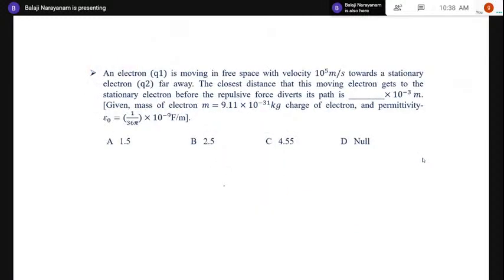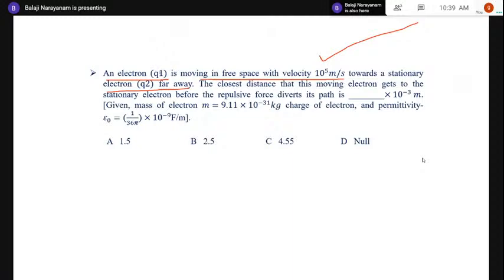And now let us move to the second question. An electron Q1 is moving in free space with velocity 10 power 5 meters per second towards a stationary electron Q2 far away.